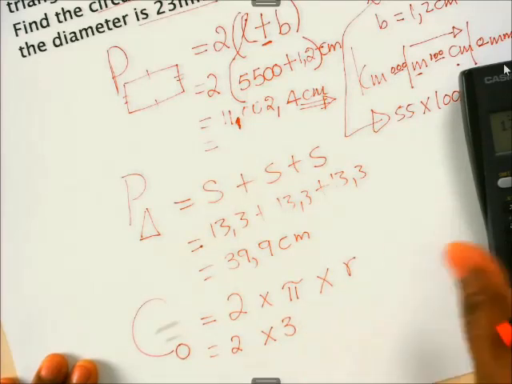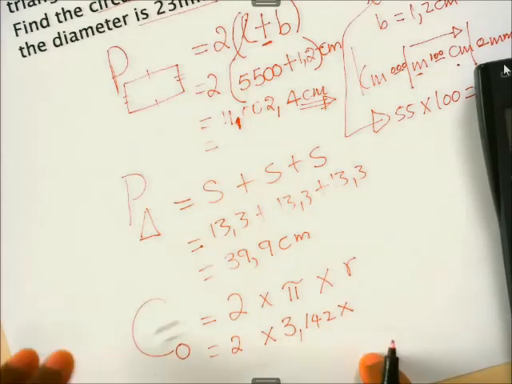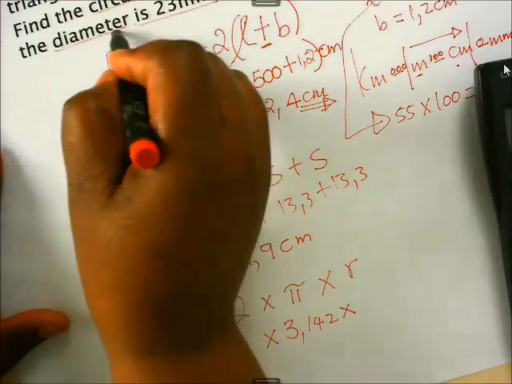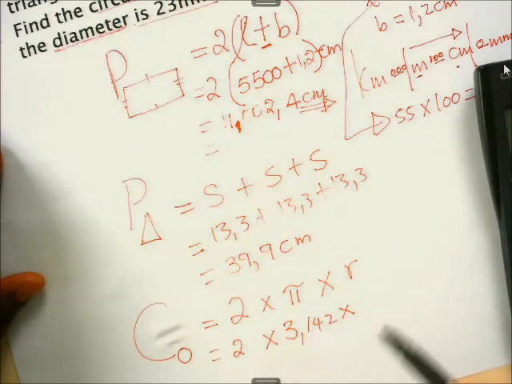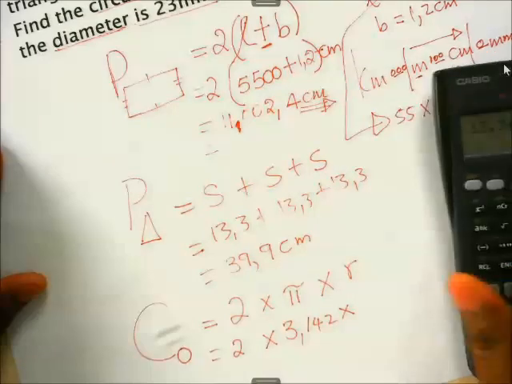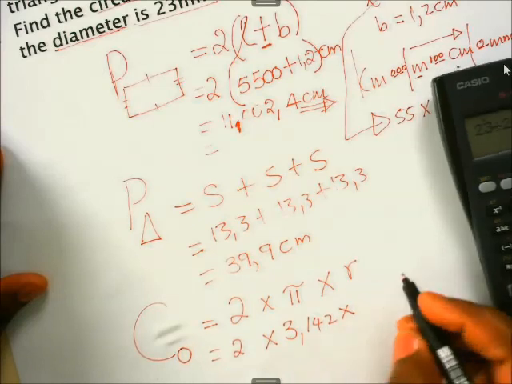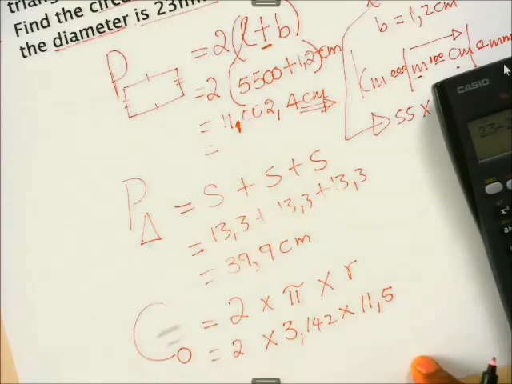Now, we end up with 2 times the value of pi. We said it remains 3,142 multiplied by, now, you must remember they said we are given the value. Guys, remember, you always forget this one. We are given the value of a diameter. Now, it means this formula does not entertain diameter. It has radius. We need now to divide the diameter by 2 to get radius. So, if you divide 23 by 2, you end up with, please do not forget this one, 11,5. Now, this is the value of the radius.